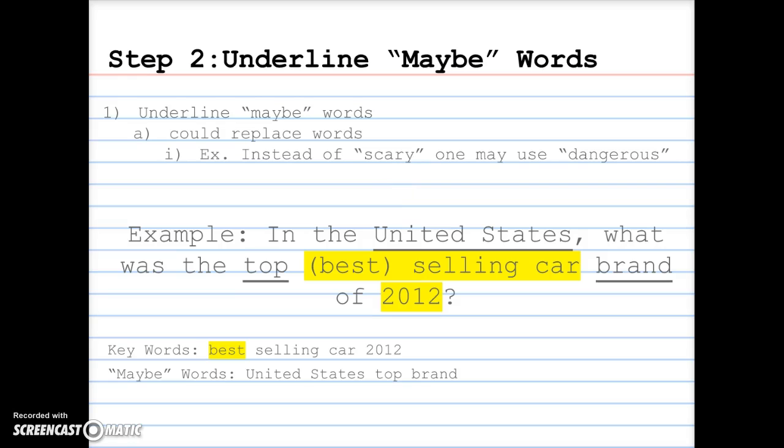Step number 2, you're going to underline the maybe words. In my example, I have decided to take the word top and change it to best. I believe that best then becomes one of the key words. Note that I added that as a keyword below. Top then becomes one of my maybe words, along with United States and brand.